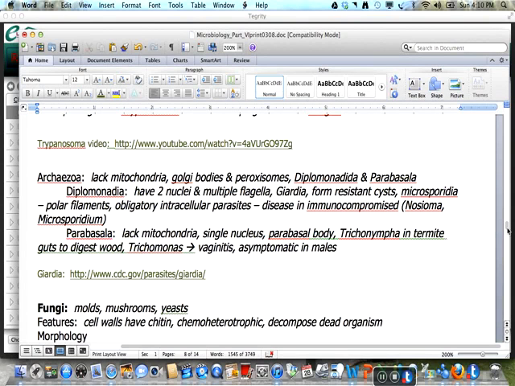Giardia is an organism that forms resistant cysts. And there is some information here regarding Giardia. Giardia is found all over the world in water supplies. If you're out in the woods, it's always best to assume that the water supply has Giardia in it. In any case, it's just that abundant.